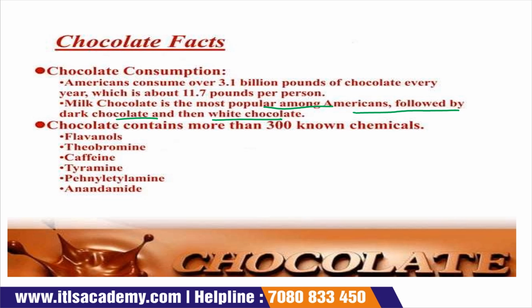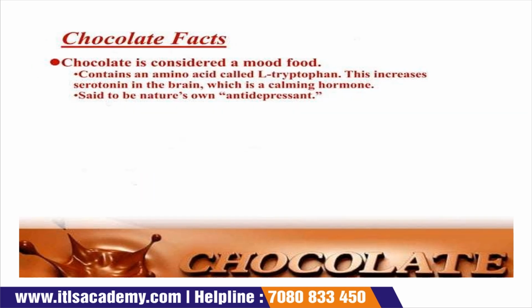Now, chocolate contains more than 300 known chemicals like flavonols, theobromine, caffeine, tyramine, phenylethylamine, and anandamide. They are the chemicals present in the chocolate. Now come to the next slide.